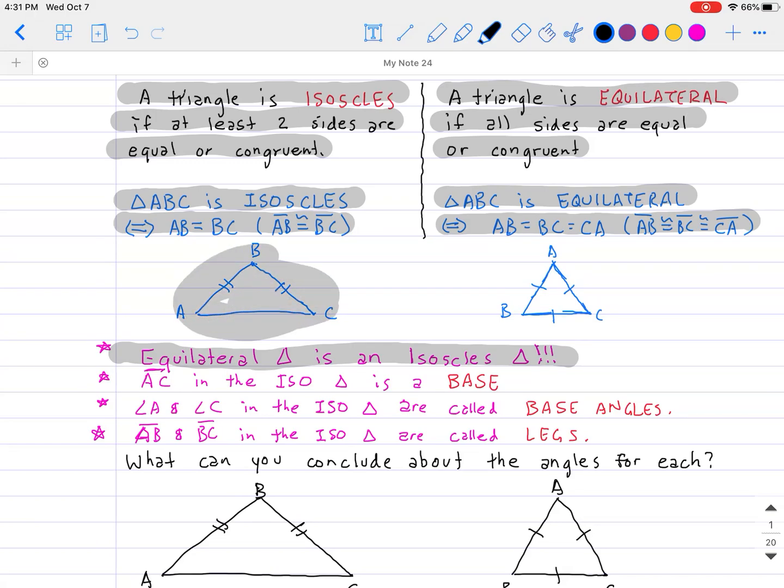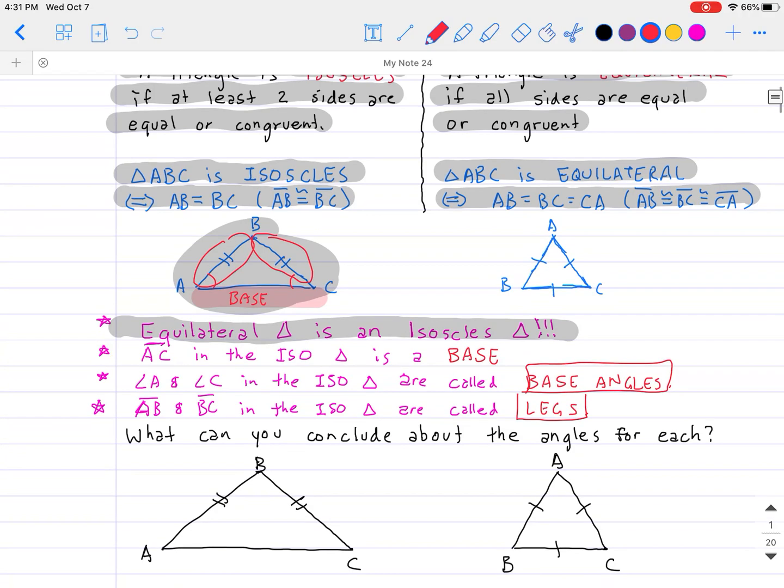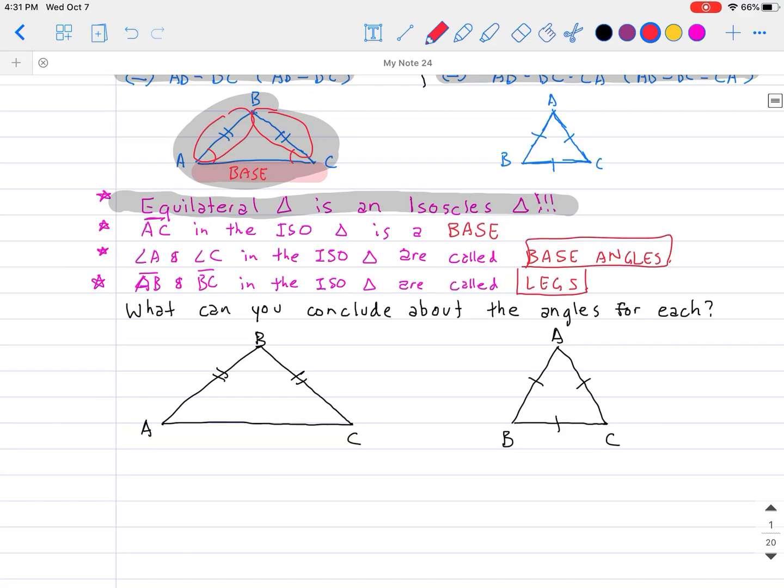Next, there are some names that go along with this. In the isosceles triangle over here, we can say that AC, this length over here, is what is known as the base. Angle A and angle C, these two angles next to it, are known as the base angles. And finally, the two sides AB and BC that are congruent to each other, we call those the legs. For an equilateral triangle, there's no special name for all of them, so we'll just let that one be.